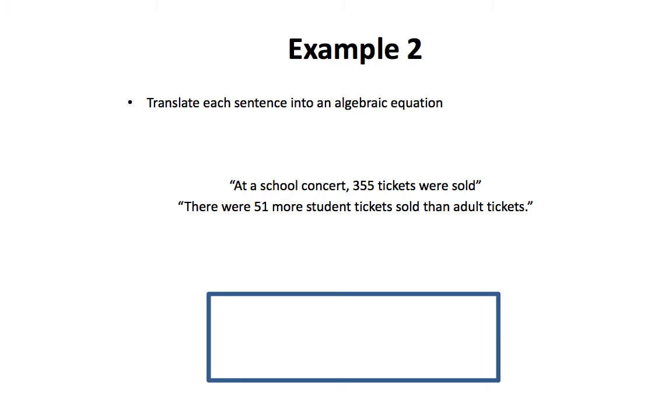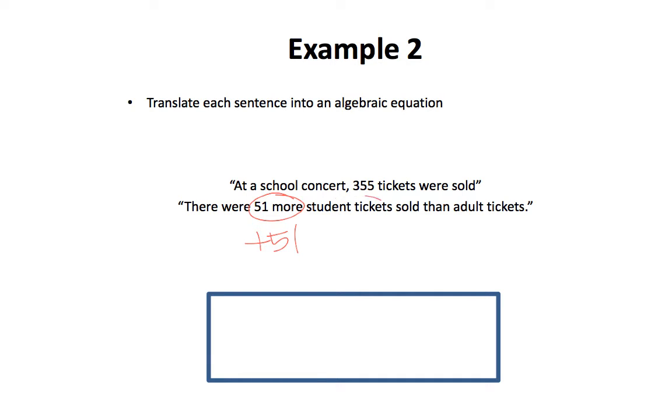In our second example, we want to translate each sentence into an algebraic equation. At a school concert, 355 tickets were sold. There were 51 more student tickets sold than adult tickets. Let's take a look at the second sentence first. 51 more corresponds to plus 51.